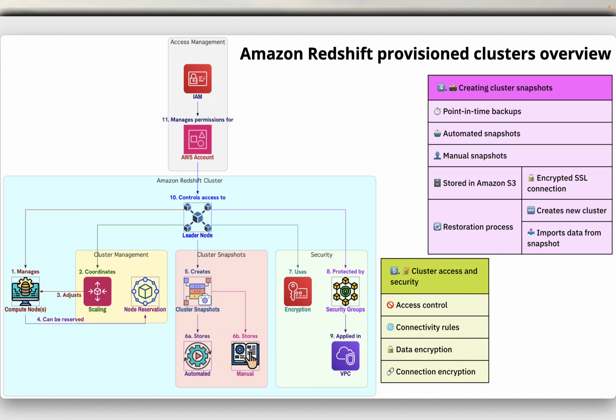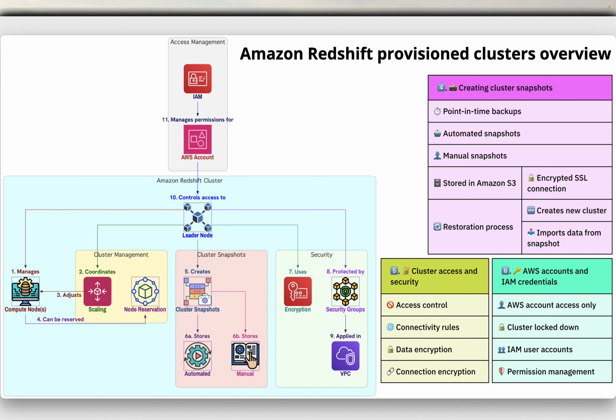Cluster access and security. There are several features related to cluster access and security in Amazon Redshift. These features help you control access to your cluster, define connectivity rules, and encrypt data and connections. These features are in addition to features related to database access and security.